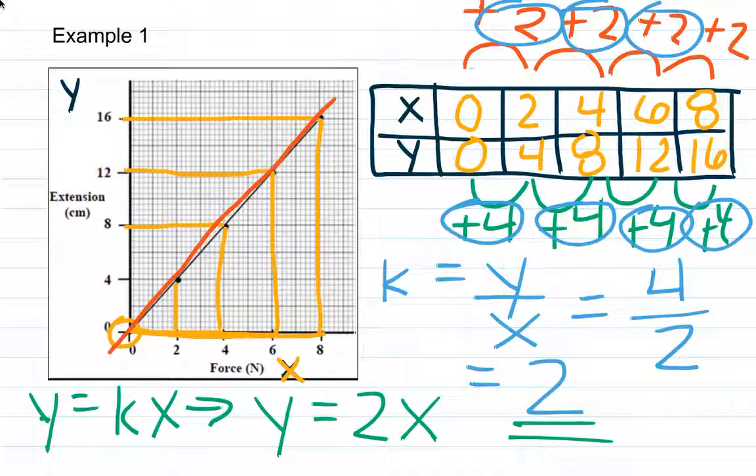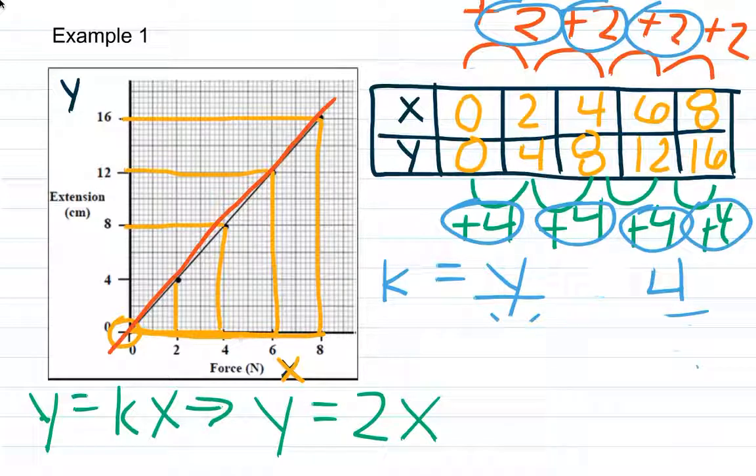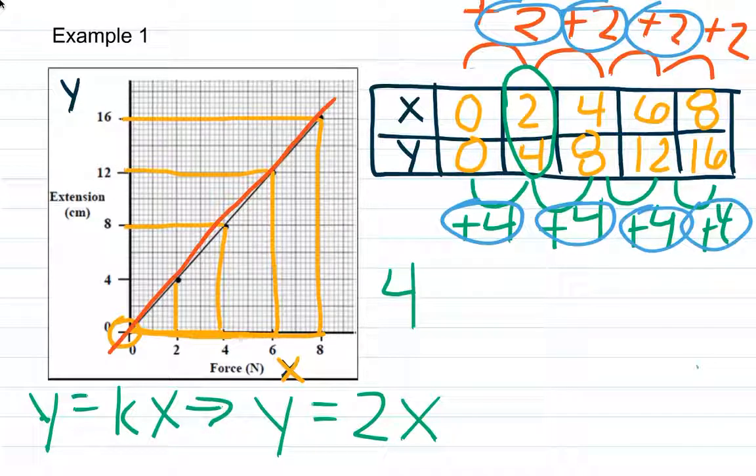And I'm actually going to erase some of this so we could check to make sure this is going to work. All right, to check our work, we are going to take a y and x value. I'm going to use 4 and 2. So 4 will be our y, equals 2, which is k, times 2. And that's true because 2 times 2 is 4.